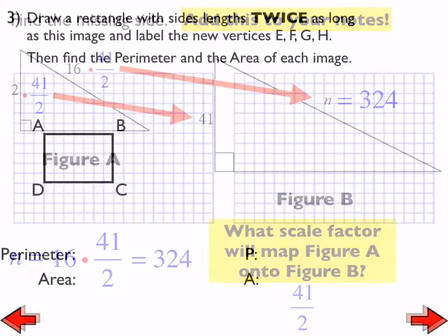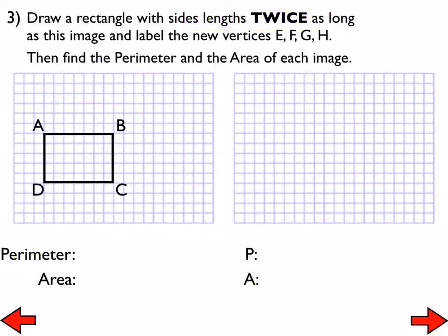Okay, so next is basically a little bit of practice of being given a shape, being given a scale factor, and then drawing a new shape. So in number 3, we have rectangle ABCD.